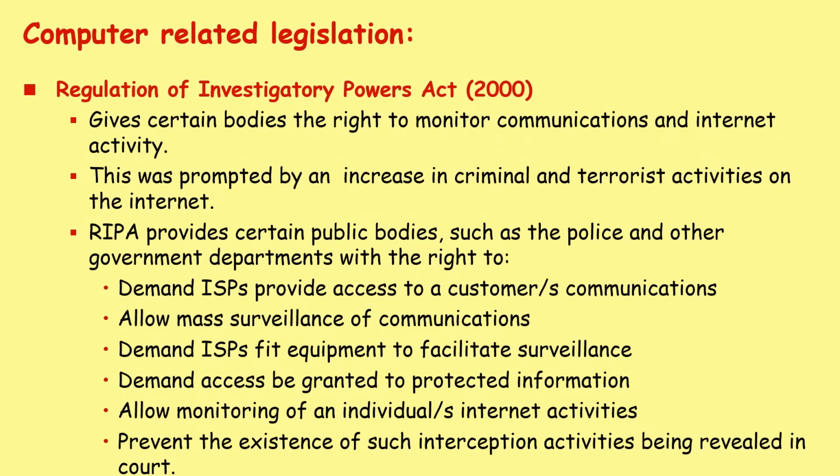The Regulation of Investigatory Powers Act 2000 gives certain bodies the rights to monitor communications and internet activity. This was prompted by an increase in criminal and terrorist activities on the internet. RIPA provides certain public bodies such as the police and other government departments with the right to demand ISPs, internet service providers, provide access to a customer or customers' communications, allow mass surveillance of communications, demand ISPs fit equipment to facilitate surveillance, demand access be granted to protected information, allow monitoring of an individual or individuals' internet activities, and prevent the existence of such interception activities being revealed in court.